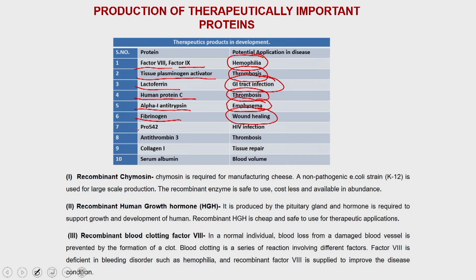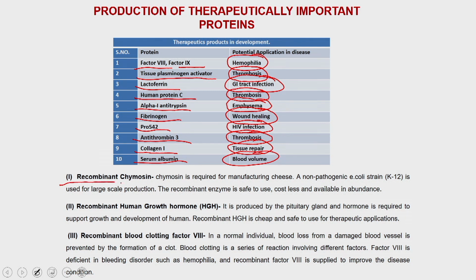Then you have Pro 542, which is required for HIV infections. Then you have antithrombin 3, which is required for thrombosis. Then you have collagen 1, which is required for tissue repair, and then you have serum albumin, which is required for maintaining the constant volume of the blood.